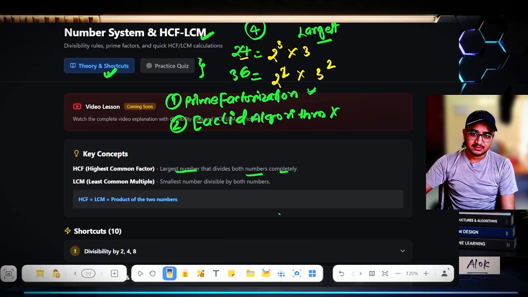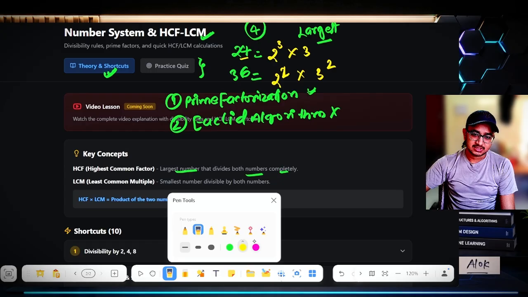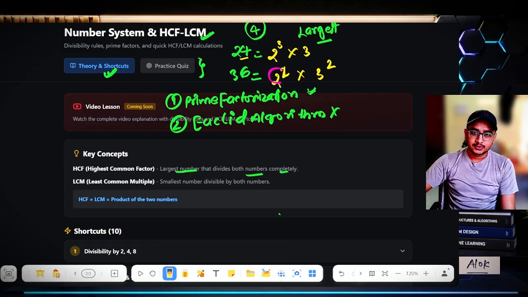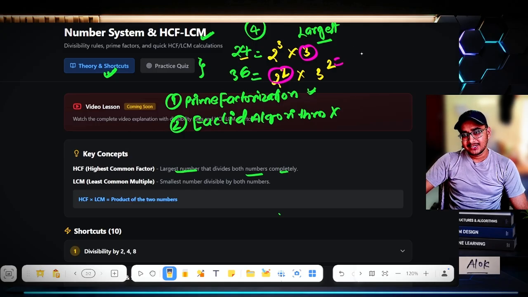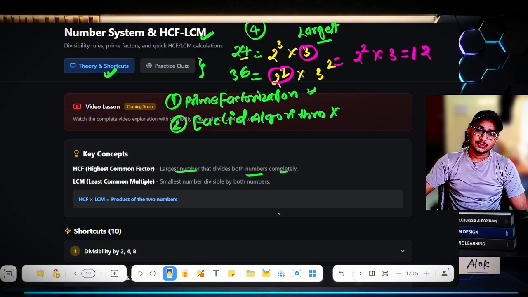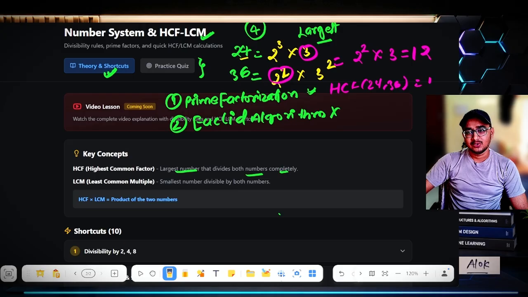So what is going to be the common? The common is going to be 2 to the power 2 and then 3, because these values are common in both. That is 2 to the power of 2 times 3, and this comes out to be 12. So what is going to be the HCF of 24 and 36? HCF of 24 and 36 comes out to be 12.